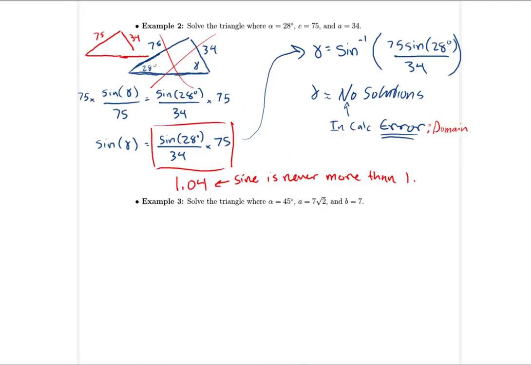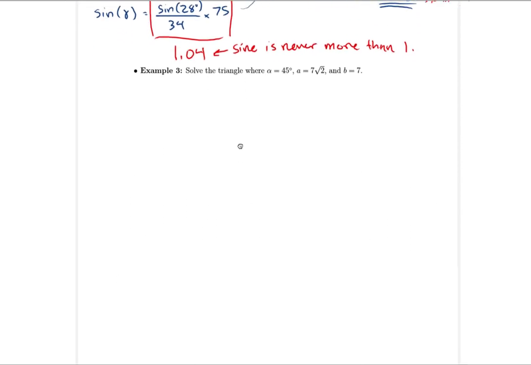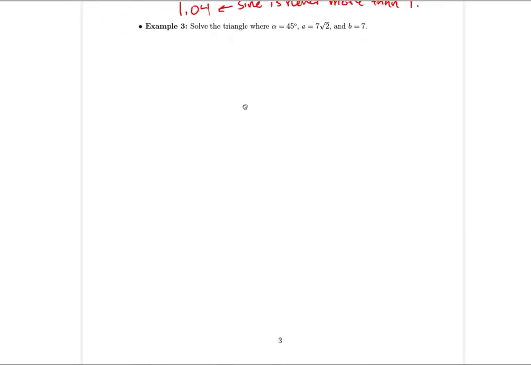Let's look at example number 3. So it wants us to solve this triangle. So alpha is equal to 45 degrees. So I'll try my best to represent that. So 45, and I can do a little bit better than that, I think. So we'll say 45 degrees there. And then we've got, so alpha equals 45 degrees.